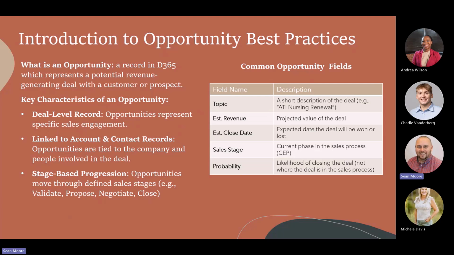Estimated revenue. So this is the projected value of the deal. The estimated close date, obviously the expected date the deal will be won or lost. The sales stage, we just talked about that, CEP process, and we'll go over these in more detail. And then the probability. What's the likelihood that this deal will close? Now, just a reminder, this is not where the deal is in progress, in stage. This is the percentage likelihood we feel this deal is going to close.